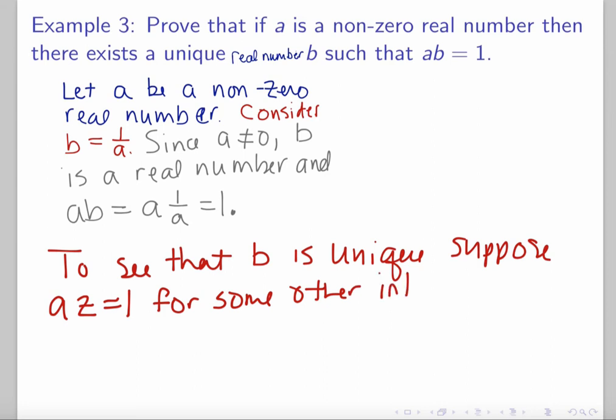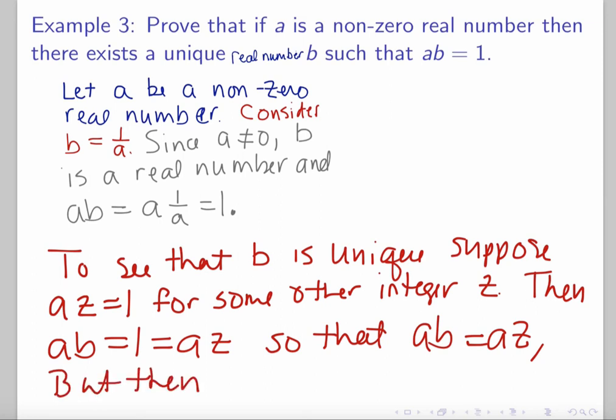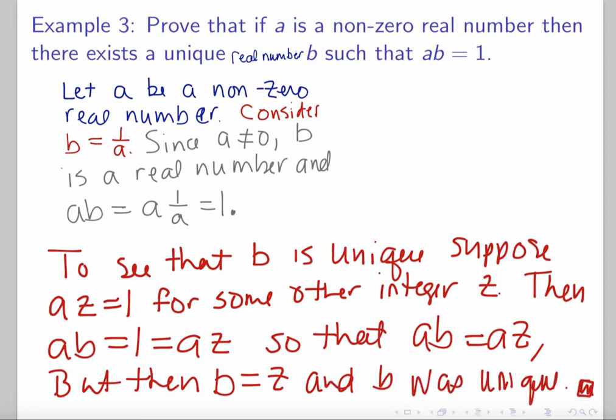So I'm supposing it's not unique, right? That there's another z that works. And then I'm going to show that z wasn't actually different. So then ab is 1, but that's also az. This means that ab equals az, and then I can cancel the a since a was non-zero. But then b is equal to z, which means b was unique, right? Because there wasn't a different one. We thought there was a different one, but then we showed it was the same. So then we can say, and b was unique, and we're finished.